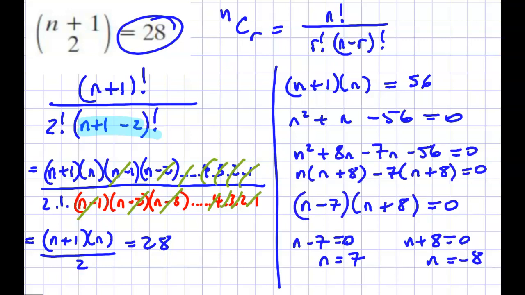N has to be a positive number, therefore I'm able to reject the negative value and simply say then n must equal 7. And I would contend if you were to have 7 in there, i.e. if you were to do 8 combination 2 on a calculator, you would find that you would get 28. So it fits, it works.